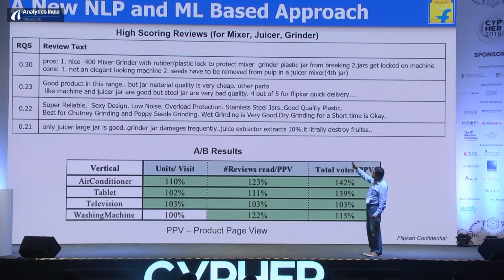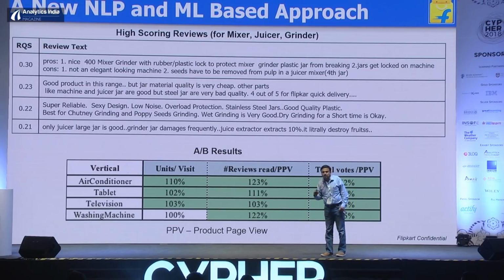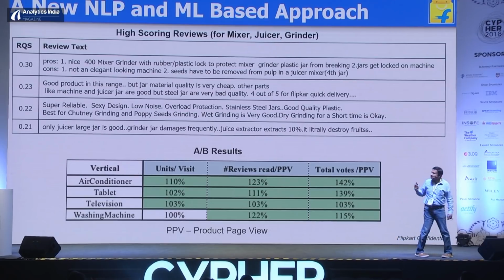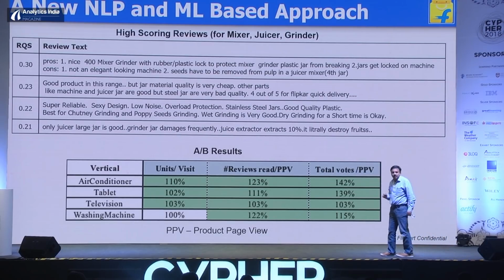So now you look at the reviews which were scored high in this, right? You will see that these were automatically generated, and you'll see that these have much more detailed descriptions, which makes sense, which describe the product. It talks about material quality, whether it was breaking or not, features like rubber plastic lock, low noise, nice design, all kinds of things, right?